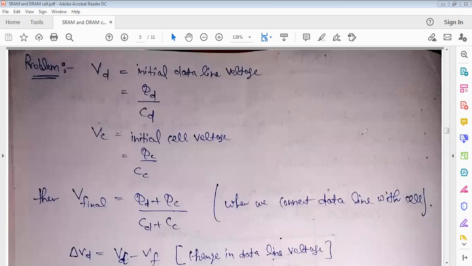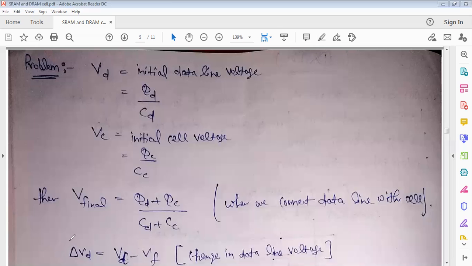So what will be the final voltage at the data line? The final voltage at the data line will be total charge divided by total capacitance. So this is the voltage that we will get. Now what will be the voltage difference here? Initially the voltage was VD, finally it was VF.